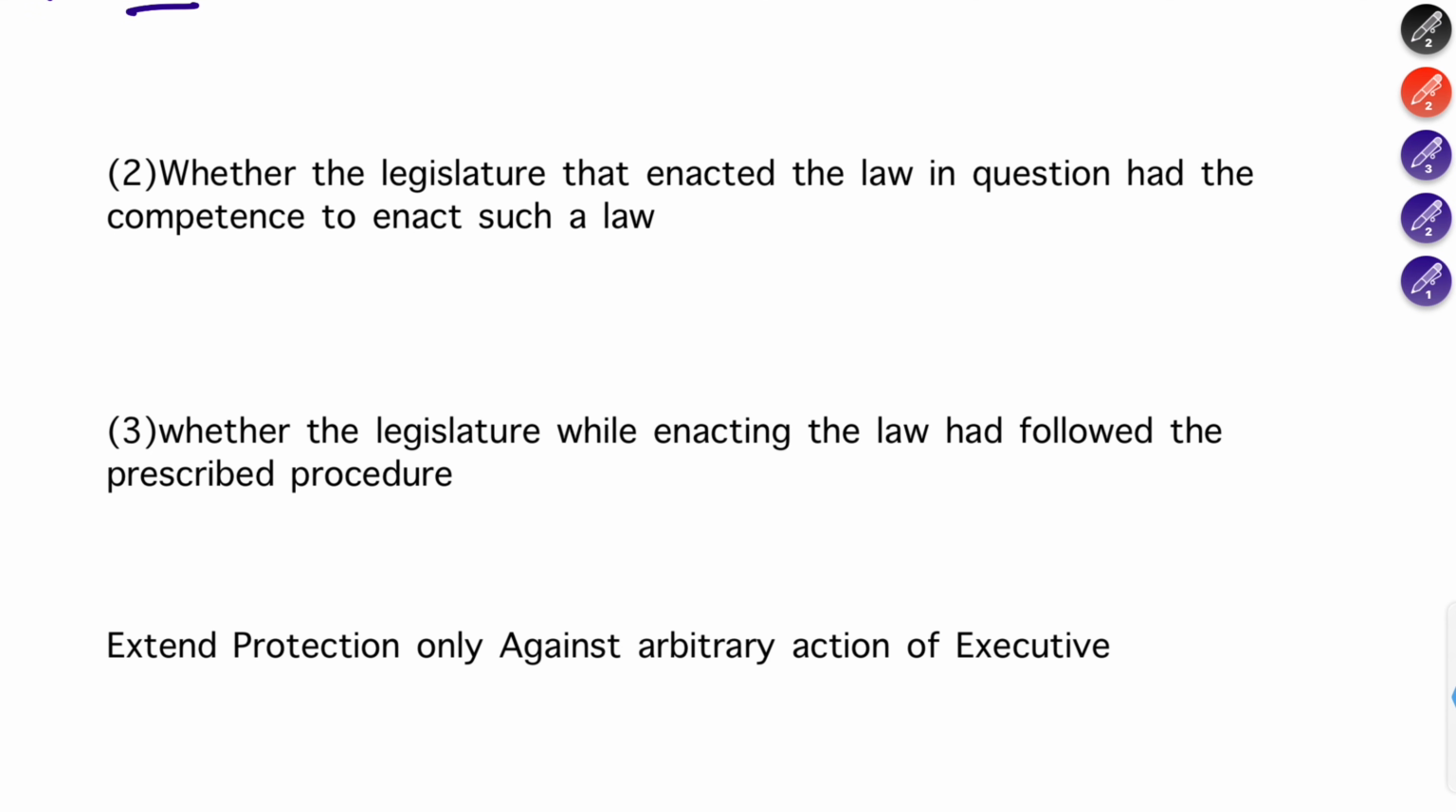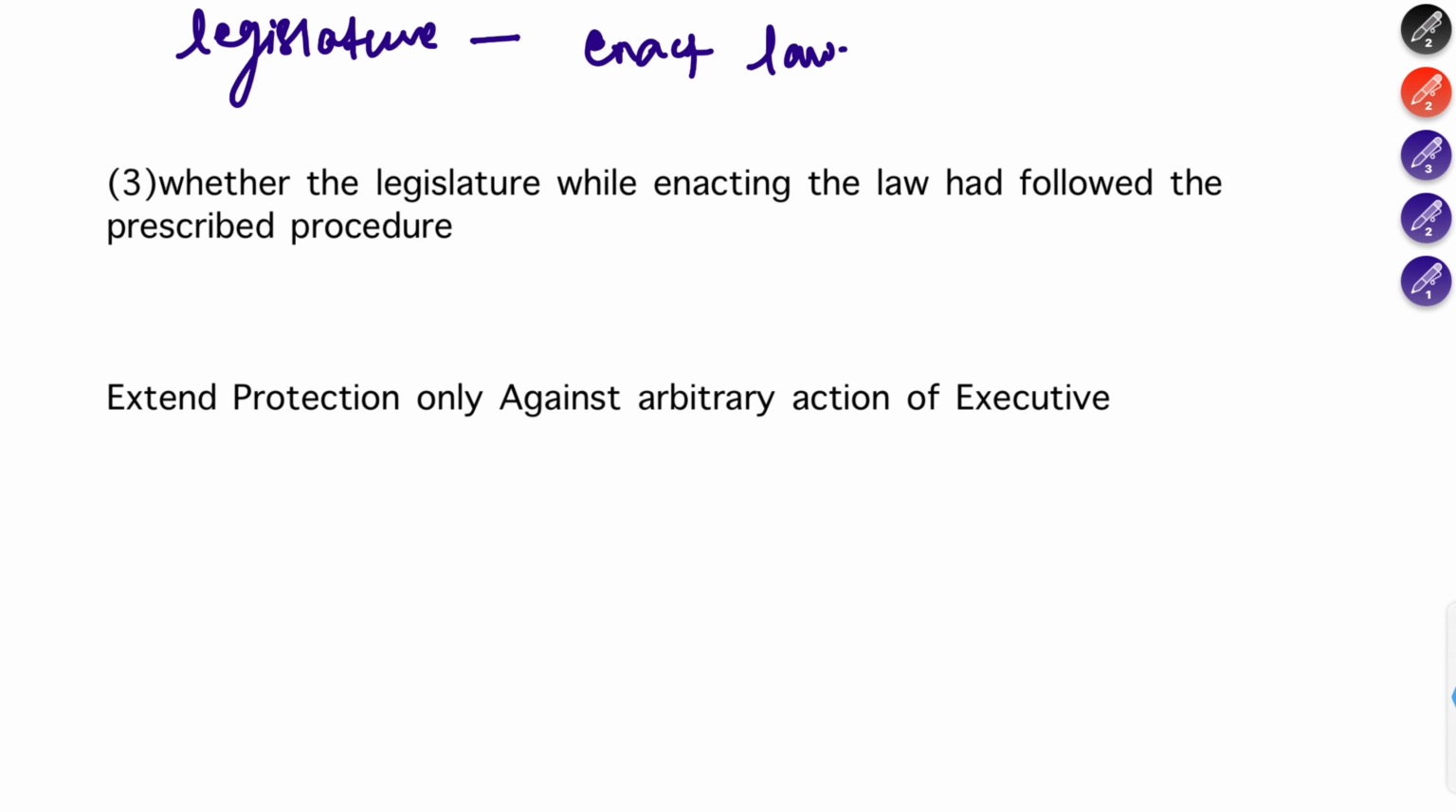The second is whether the legislature that enacted the law in question had the competence to enact such a law. The Constitution authorizes the legislature to enact laws. The third is whether the legislature, while enacting the law, had followed the prescribed procedure.